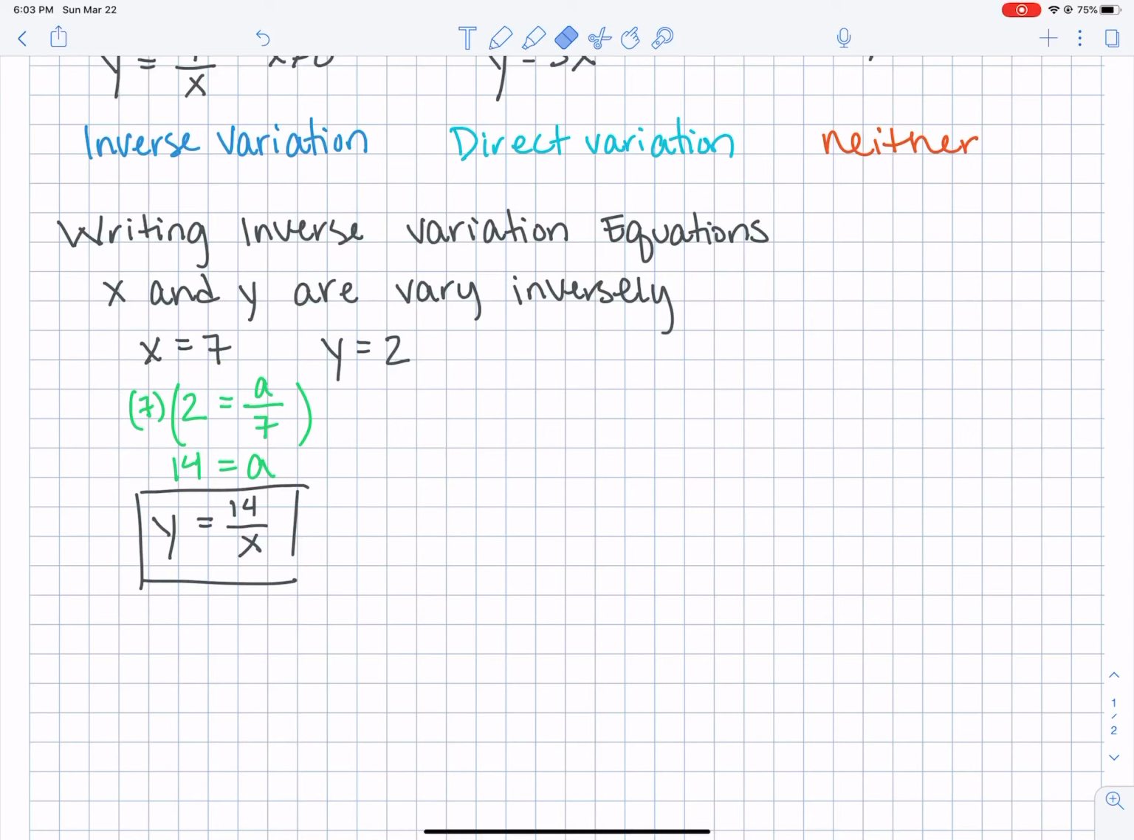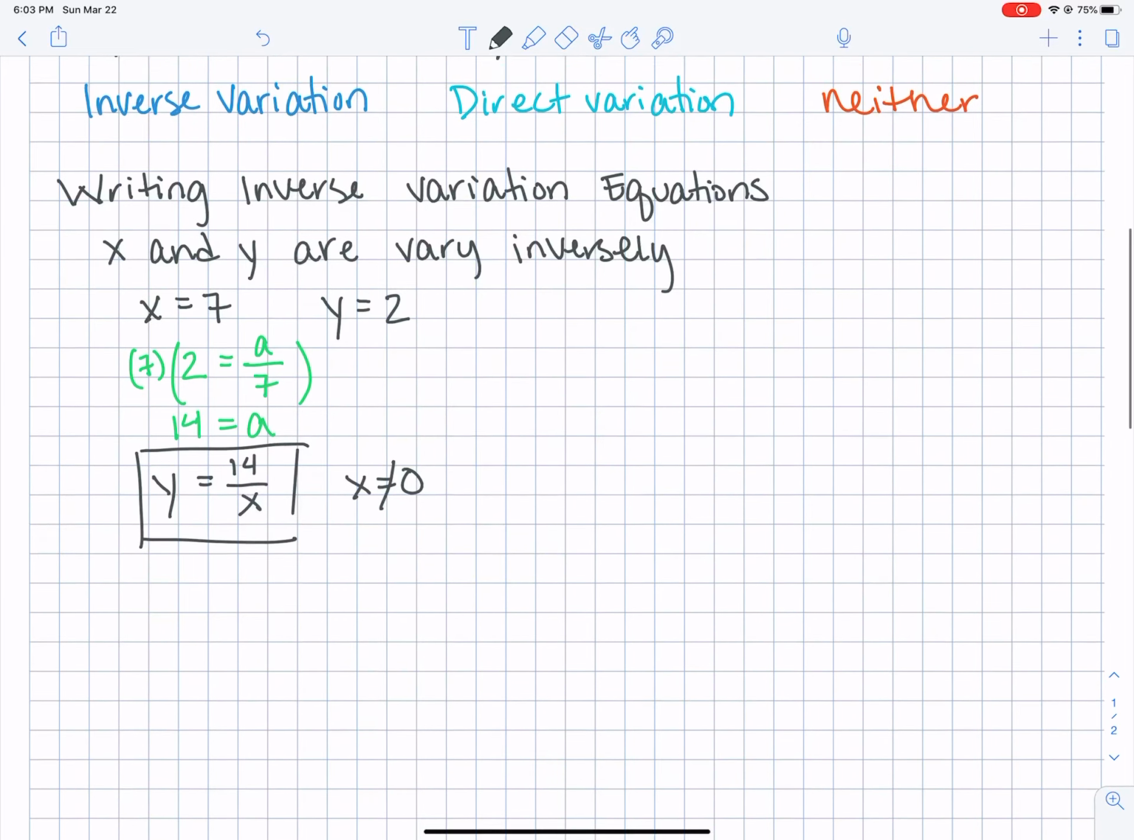If you'd like, you of course can state your domain, which is that x cannot be equal to 0. But we know that by looking at our equation already, we know that x right there cannot be 0. So it's not quite necessary right now, only if you wanted to add that in.